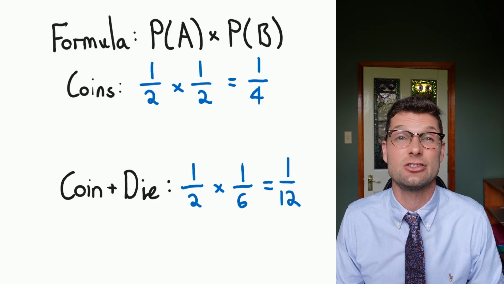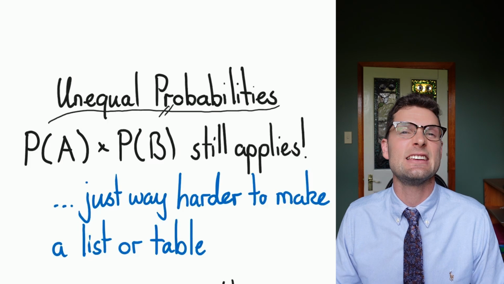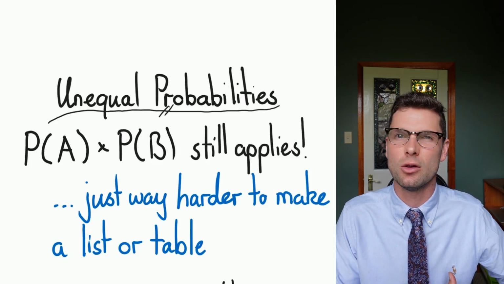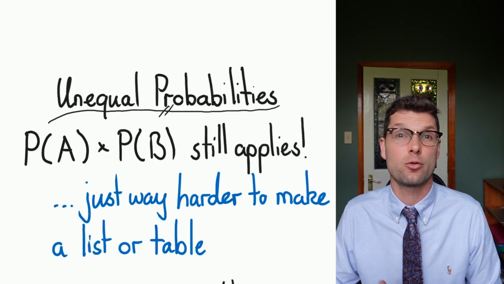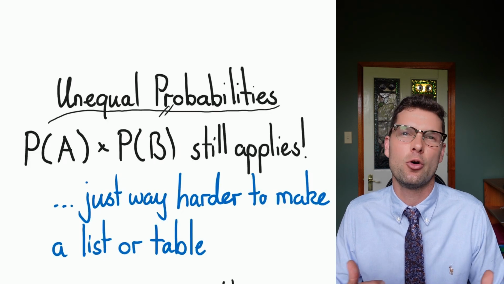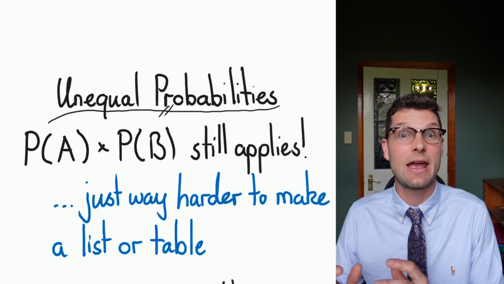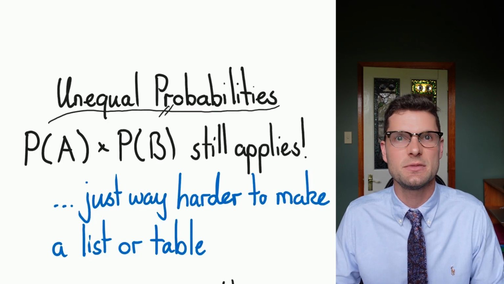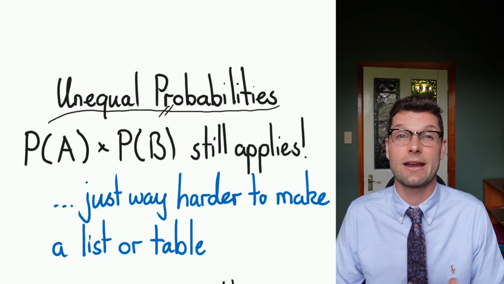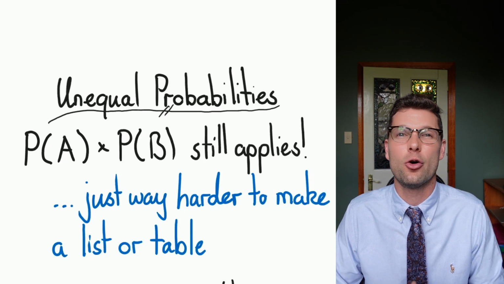Your calculator is going to do all the work for you for these questions. So the other type of questions we could get is when we've got unequal probabilities. This is where one thing is more likely than another, but we still want to work out what could happen over multiple outcomes in order for us to get the win. The best thing about this is that P(A) times P(B), or the probability of A times the probability of B, still works out. It's just way harder to draw out a table, so we're just going to use the mathematical multiplication in order to get these right.